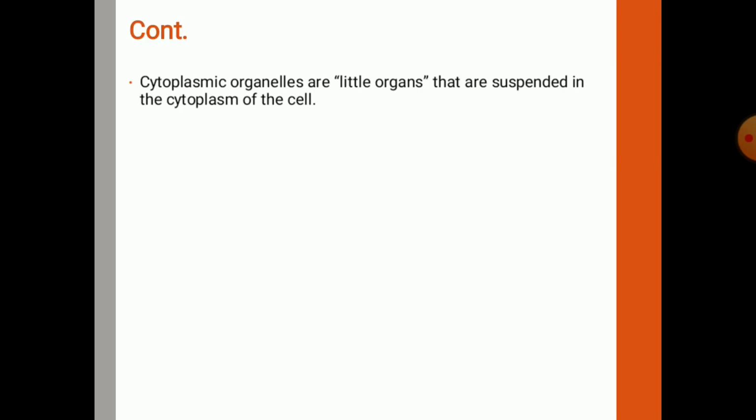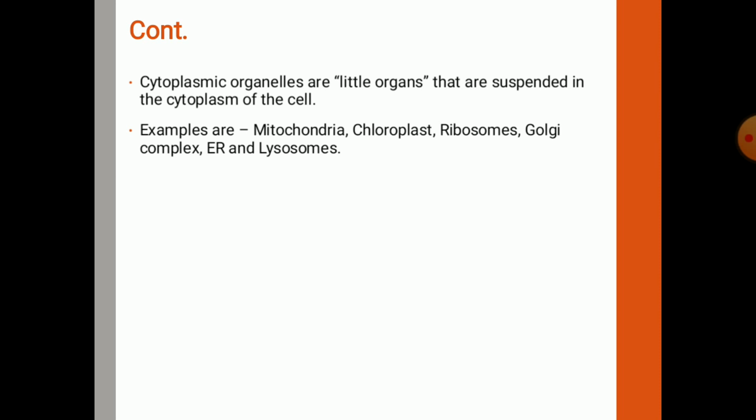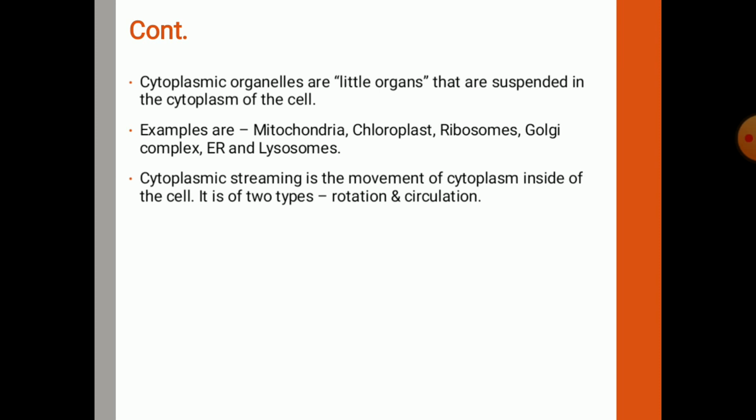Cytoplasmic organelles are also called simply little organs, and these are present in the cytoplasm of the cell. Some examples of cell organelles are mitochondria, chloroplast, ribosomes, Golgi complex, endoplasmic reticulum and lysosomes. Cytoplasm shows some movements. Those movements we can call cytoplasmic streaming or cyclosis. It is of two types, rotation and circulation. Rotation we can observe in the hydrophytes like Hydrilla and Vallisneria. Circulation we can observe in the staminal hairs of the Rhoeo discolor plant.